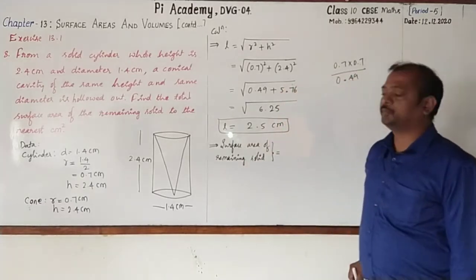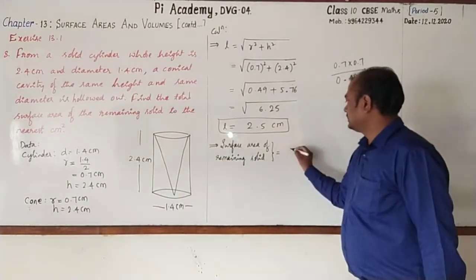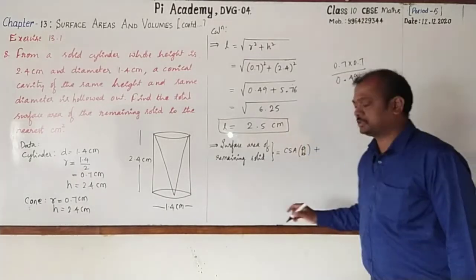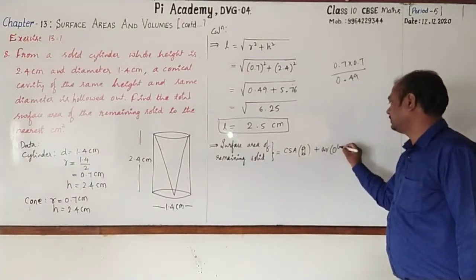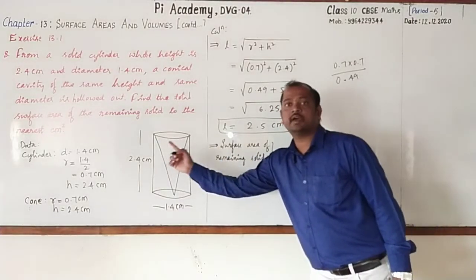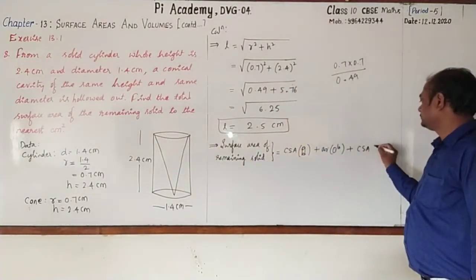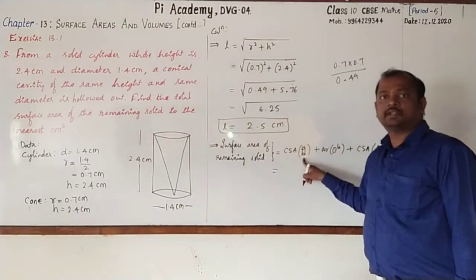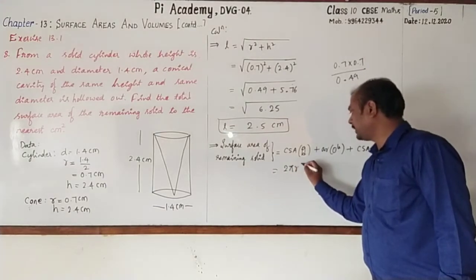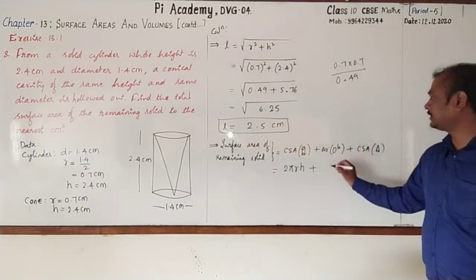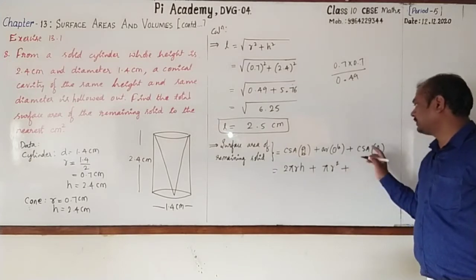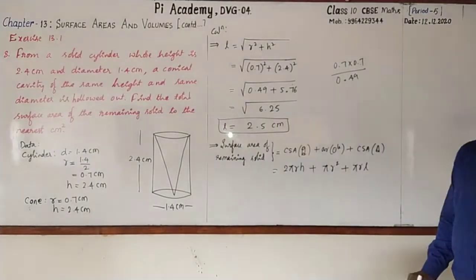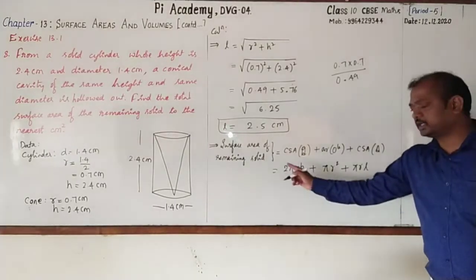This is equal to CSA of cylinder plus area of the base, nothing but area of circle, plus CSA of cone. Yes, recall the formula and go for writing. What is CSA of cylinder? Very good, it is 2 pi RH. Area of circle is pi r square. CSA of cone is pi r L. Right? Now, can we go for taking common factor?